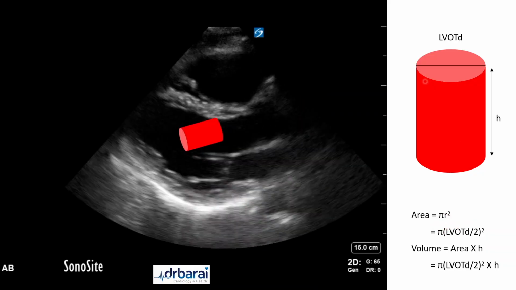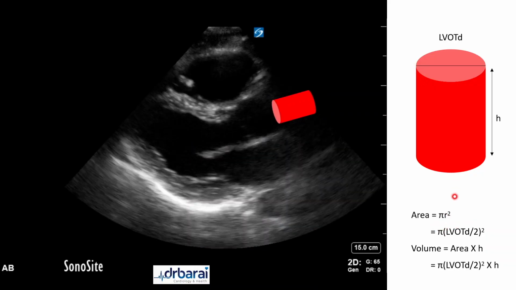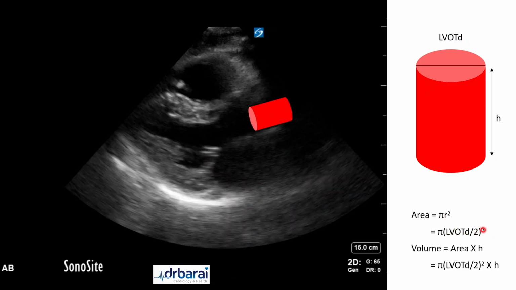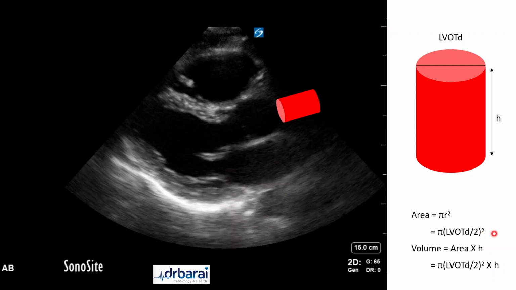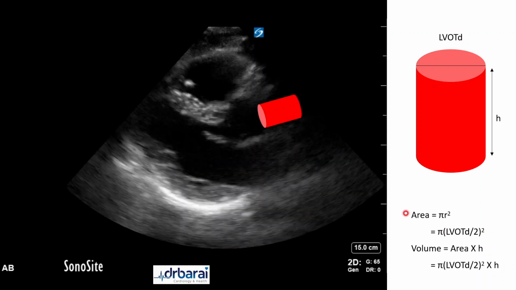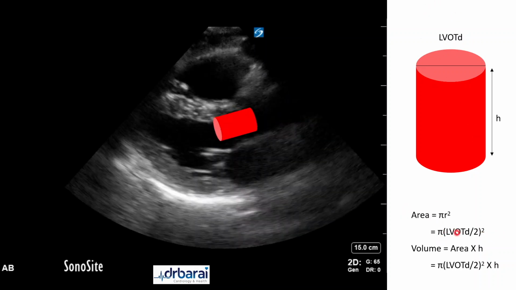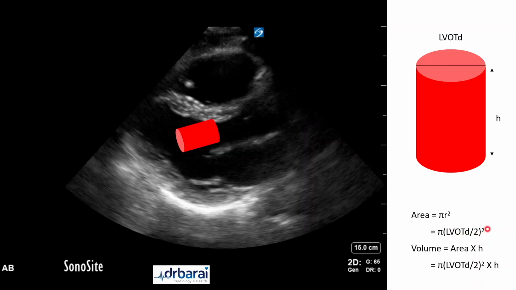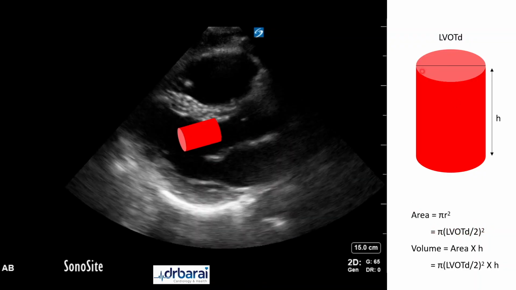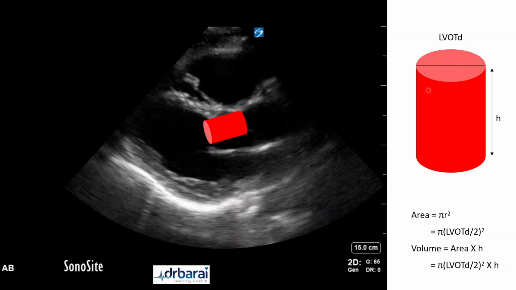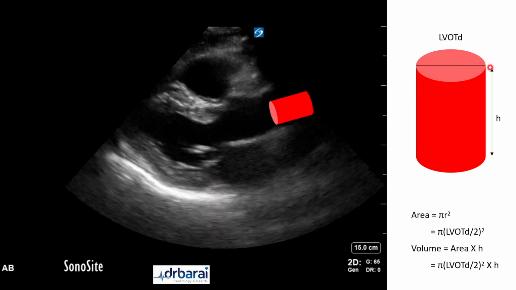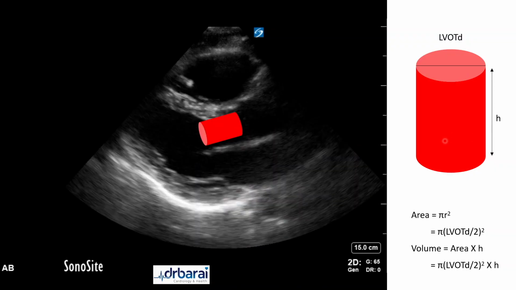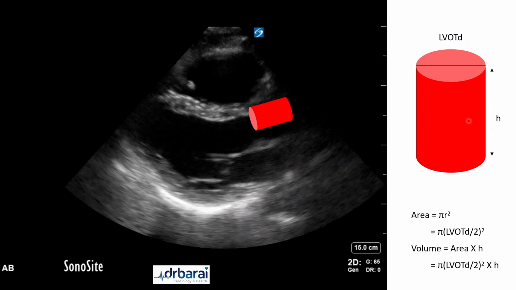R is the LVOT diameter, and as I've said, most people have an LVOT diameter of 2 centimeters. So LVOT diameter divided by 2, squared, multiplied by pi, that is the area of the cylinder. If the diameter is 2 centimeters, 2 divided by 2 is 1, squared is 1. So essentially the area is pi, which is 3.14 square centimeters. All we need to know is the height of the cylinder, which is the VTI, to identify what the stroke volume is.